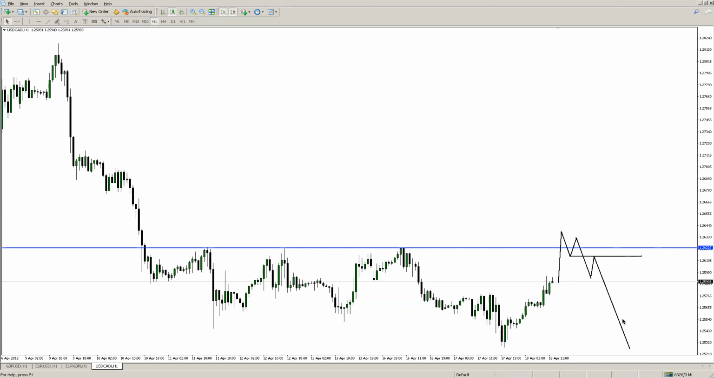So I want to be a seller in this market. So I want to be selling USD CAD, but I don't want to sell it until I've had a clear move above this. So are they going to want to take it above here and then push it higher, or are they going to want to take it above here, reject, and then go lower?